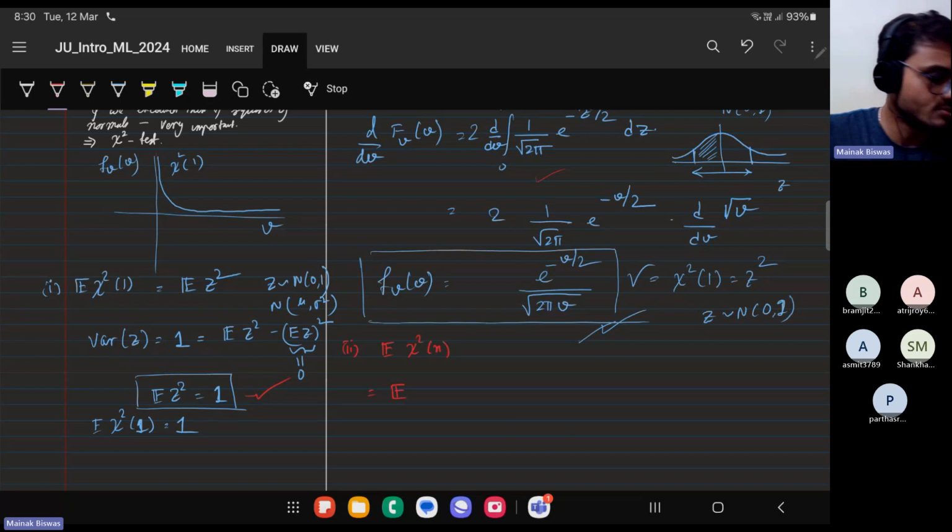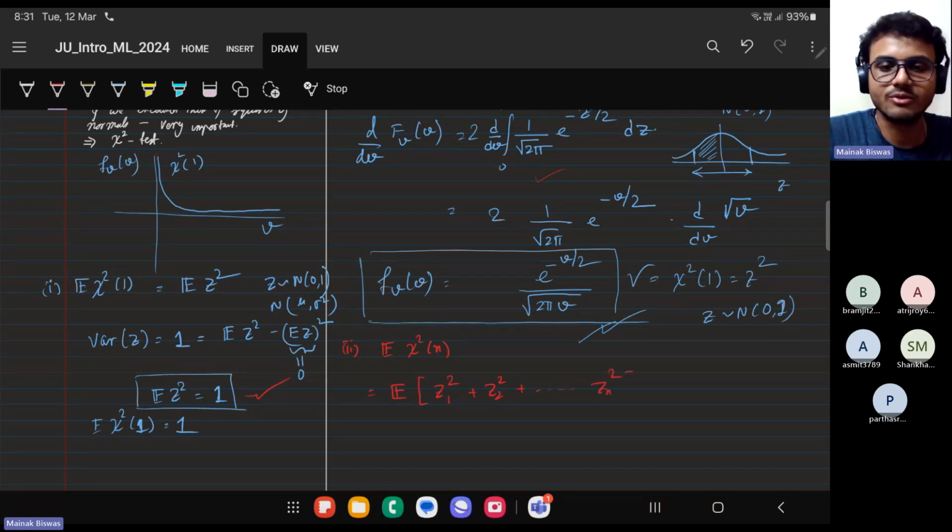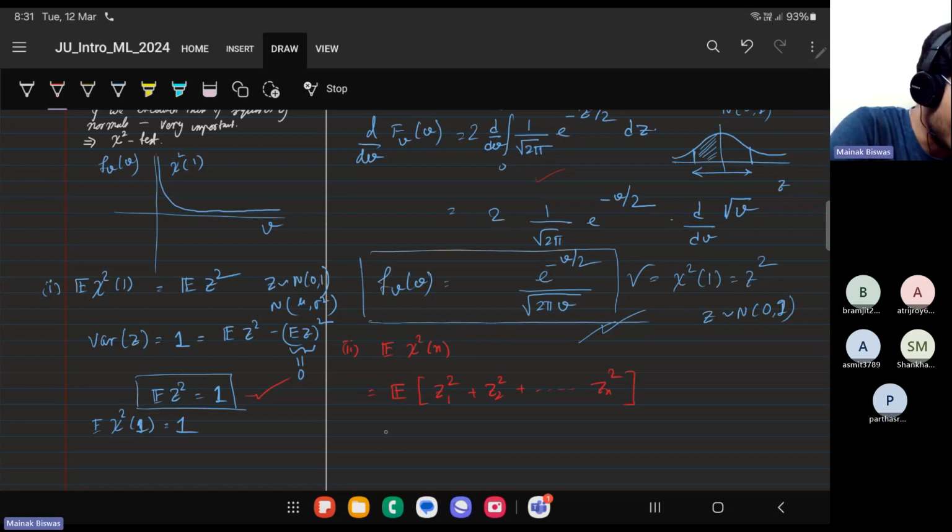First step, what will I do? The first thing that we started. Yeah, tell me. Break expectation with linearity. Very good. So I will write a chi-square n as n normal distribution sum, right? As I have defined before.